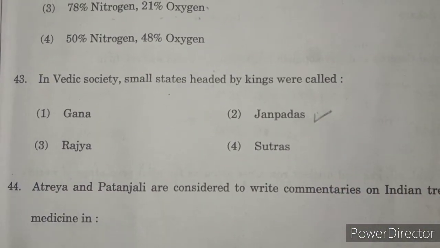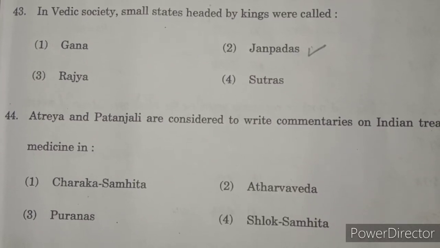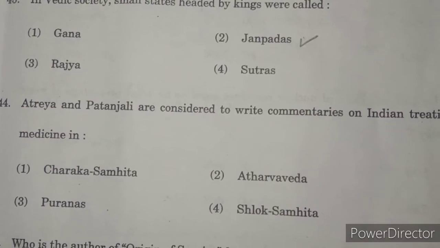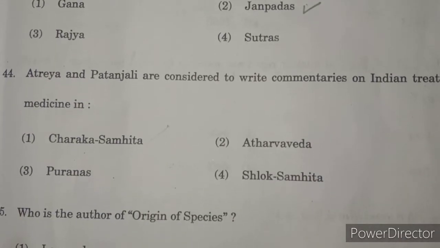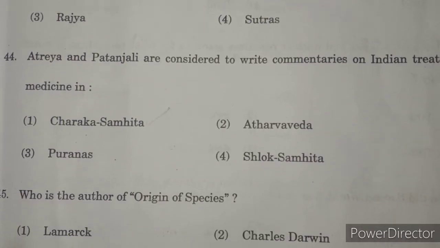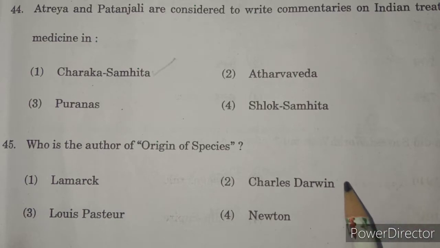Atreya and Patanjali are considered to write commentaries on Indian treatises of medicine in Charaka Samhita. Which is the author of Origin of Species? Correct answer is second, Charles Darwin.